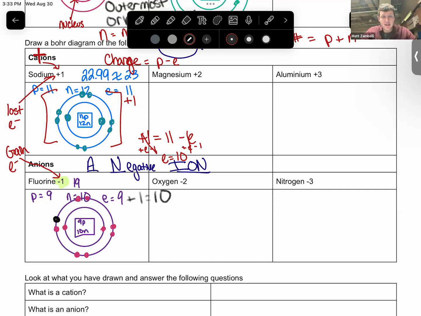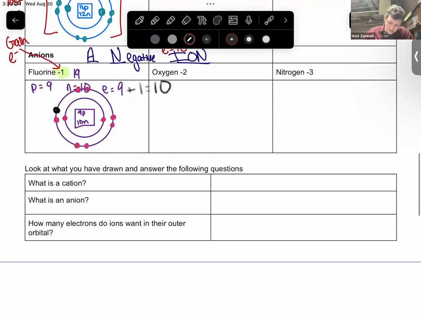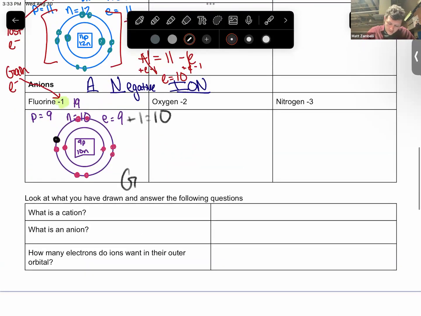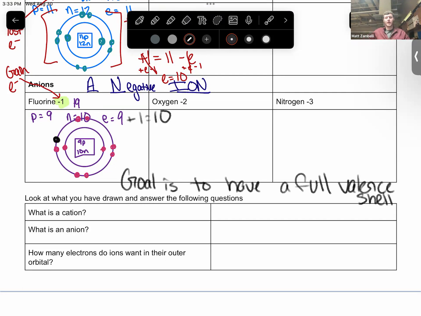So now what we notice is that sodium has a full ring when it lost 1 electron. Fluorine, when it gained 1 electron, it has a full ring. So the goal with those charges is for everybody to have a full ring, to be happy, to have a full valence shell. And so that's the goal anytime we have ions. And that means we gave electrons away or we took electrons.